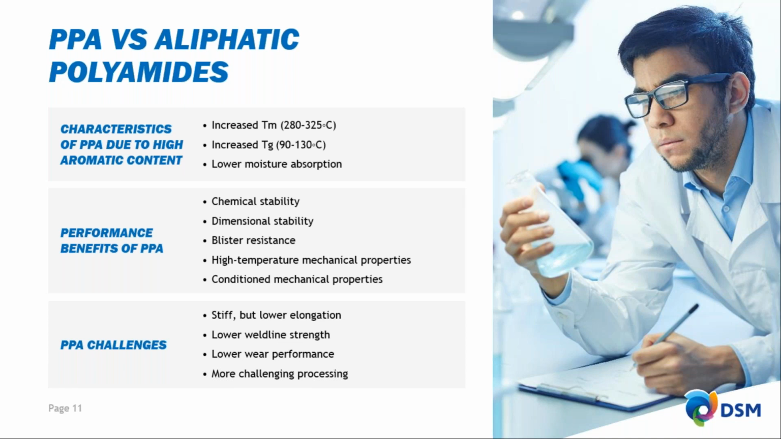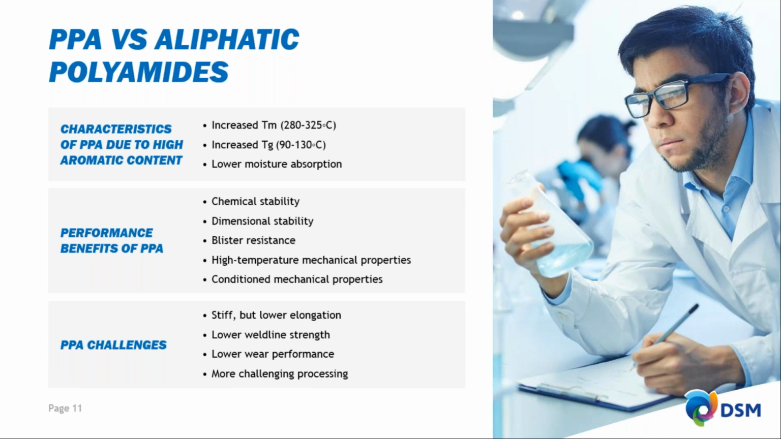When you have a low Tg range of 90 degrees C up to about 130 C, DSM has actually worked on the development of even higher Tg materials, which I'll touch upon, in the 150 to 160 degrees C range. And that has some important benefits as it relates to chemical stability, dimensions, high temperature performance, also blister resistance.